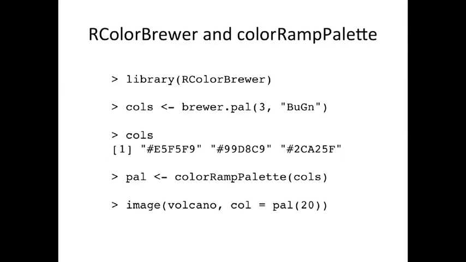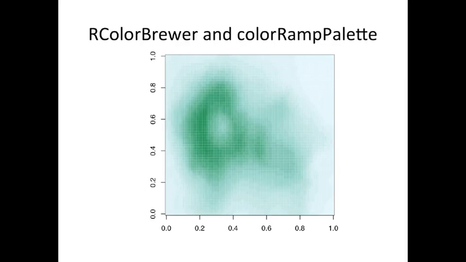So what I'm going to do is pass this palette of colors into the colorRampPalette function. And it's going to return a function that I'm going to call pal. So now I'm going to create the image of this volcano using the image function, but instead of using the heat colors or the topo colors palette, I'm going to use this palette that I've got from the RColorBrewer package. And I'm going to specify that I want 20 different colors to be represented in this image. So the 20 colors are going to be interpolated from this blue-green palette. So the resulting image looks something like this. And you can see that as it gets higher, the colors get darker and more green. And at the lower elevations, the colors are lighter and more blue.